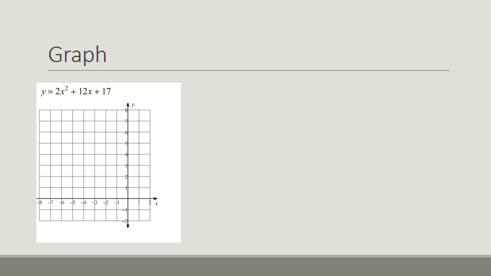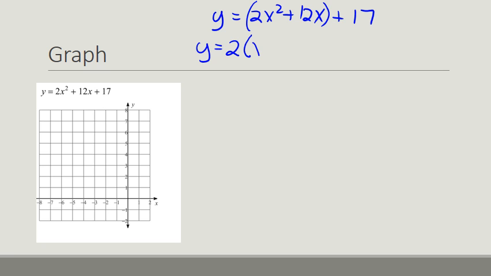Last example. So y equals 2x squared plus 12x plus 17. I'm going to group these. I'm going to factor out a 2. So y equals 2 times x squared plus 6x, plus the 17 out here.